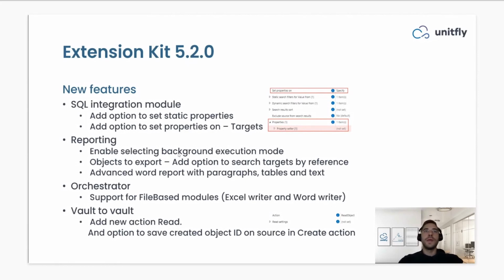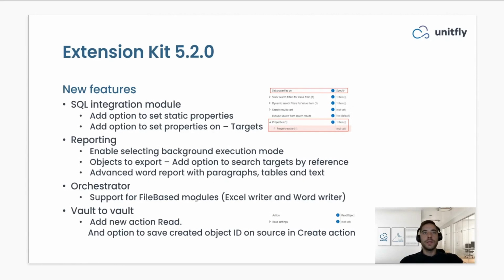In the reporting model, we added the option of selecting background execution mode. To the objects which will be exported in the reporting model, we added the option to search targets by reference. And we also added a new type of report, which is called advanced vault report. Why advanced? Because here you can not only export the objects as a table, but you can also create paragraphs, tables, and set styles based on your needs in that report.